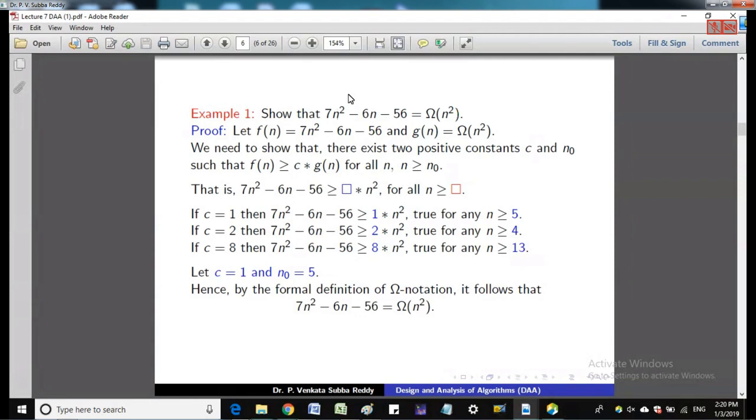Now how to prove this? Again, let this be f(n) = 7n² - 6n - 56. Sorry, g(n) is n², not big omega of n²; g(n) is n². Now we need to find two constants, c and n naught, such that this inequality becomes true. That is, 7n² - 6n - 56.